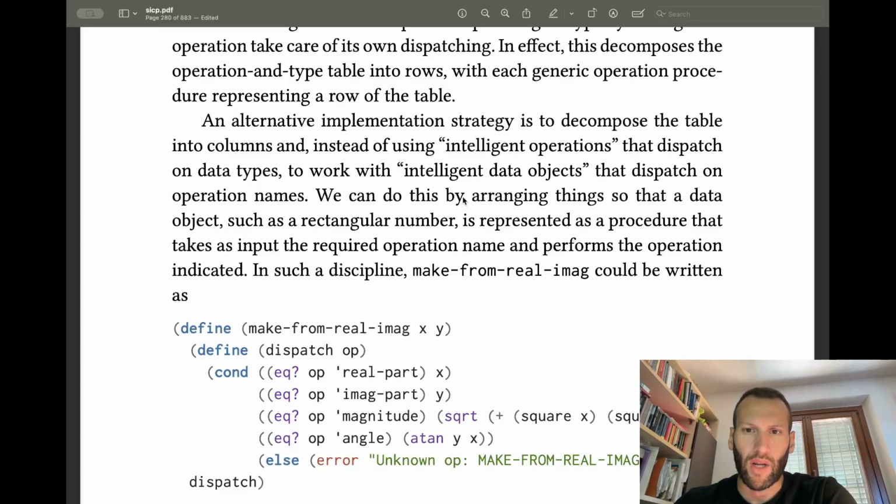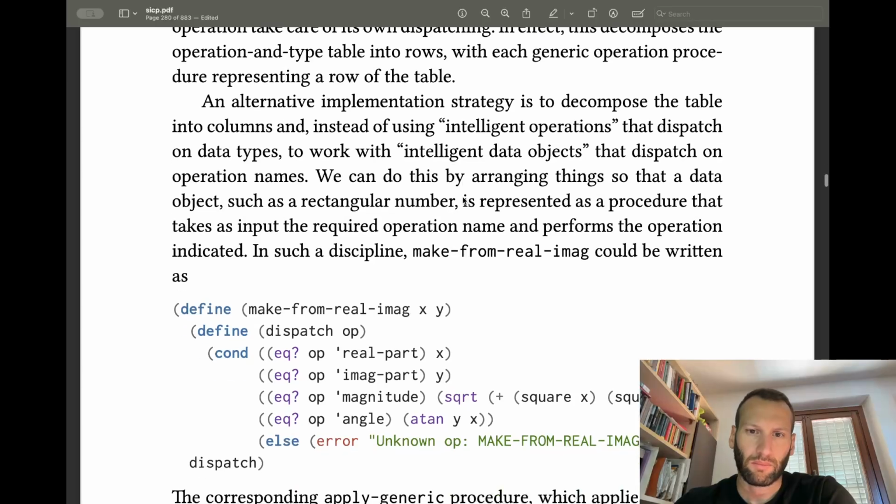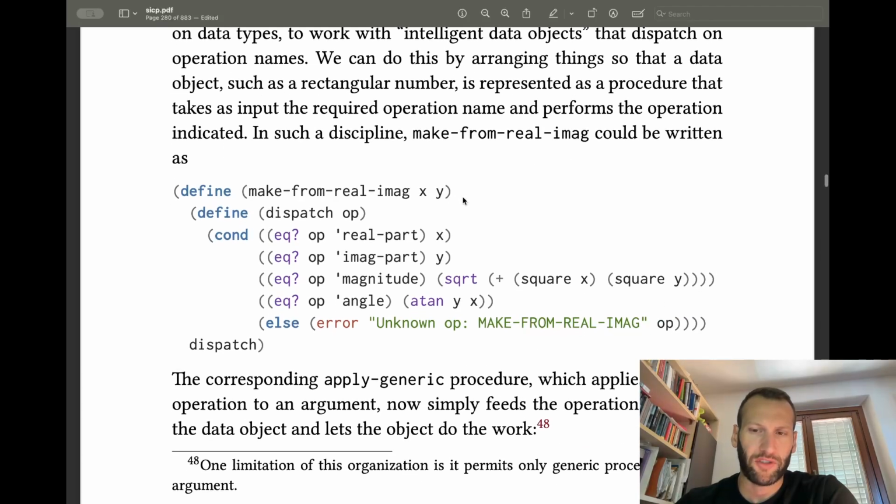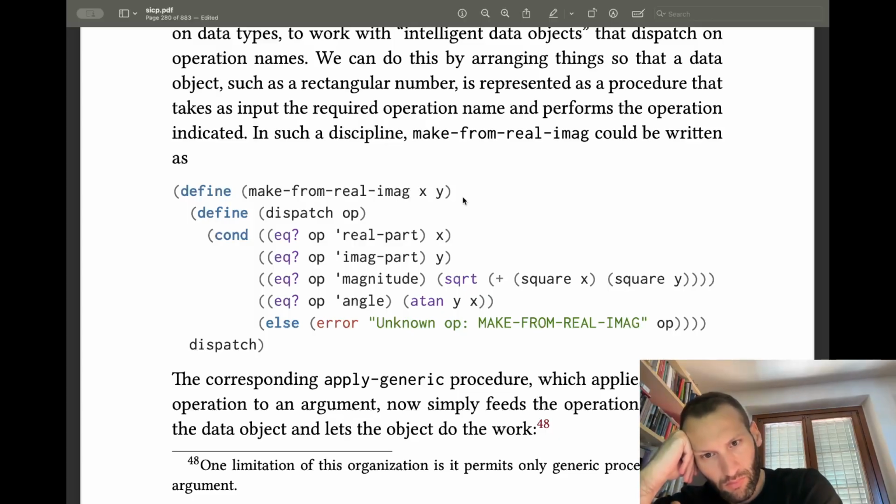We can do this by arranging things so that a data object such as a rectangular number is represented as a procedure that takes as input the required operation name and performs the operation indicated. In such a discipline, make from real could be written as follows.